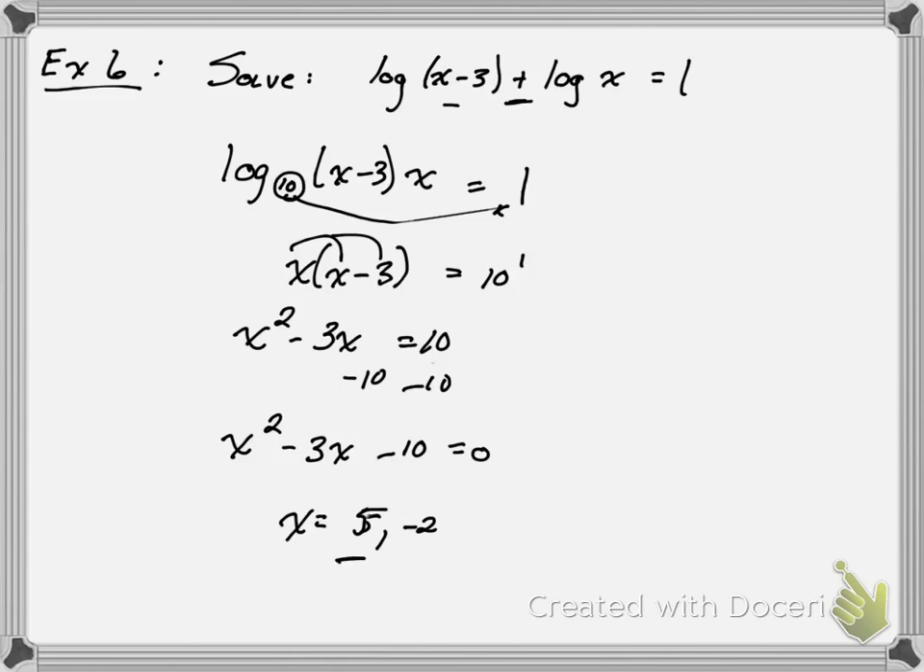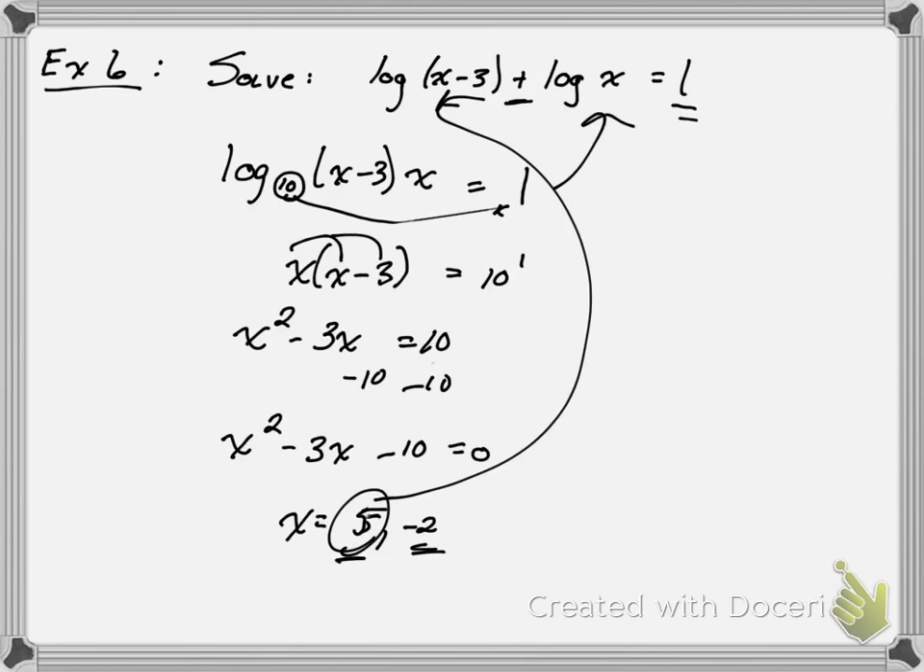Make sure that you take each one of these answers and plug them back into the original equation. So I'm going to take the 5 and plug it back in for x here and x here. Make sure it gives me 1. Take the -2 and plug it back in. You'll find out that -2 doesn't work. And my only answer here is 5.